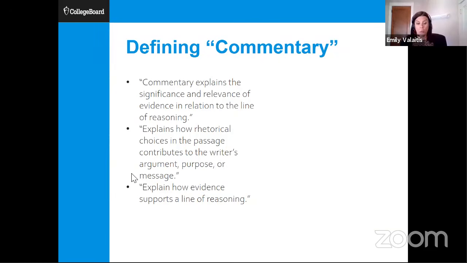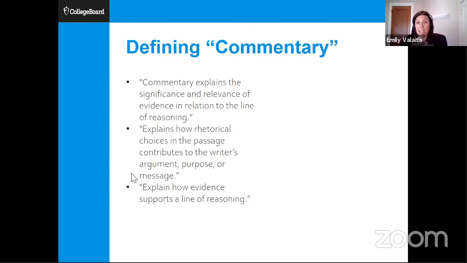With AP Language, we have a curriculum that us teachers follow, and in that we have a series of standards, and we also have, as you saw from the rubric, descriptors that I think really help capture how you might define commentary. Here are 3 ways that I pulled out. Commentary explains the significance and relevance of evidence in relation to the line of reasoning. It explains how rhetorical choices in the passage contribute to the writer's argument, purpose, or message. And then commentary explains how evidence supports a line of reasoning.